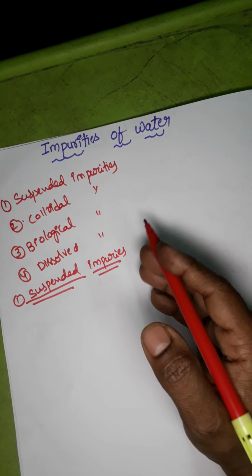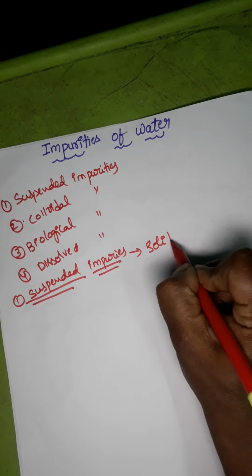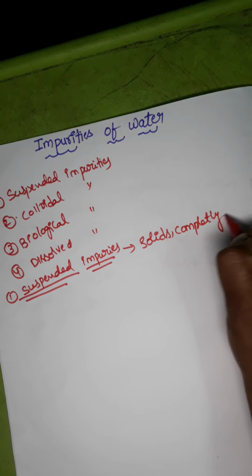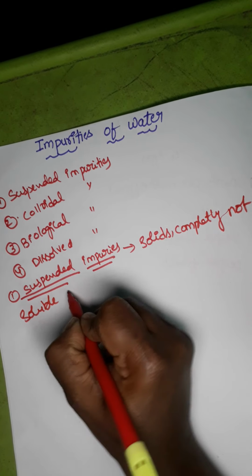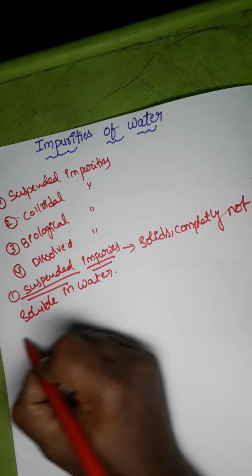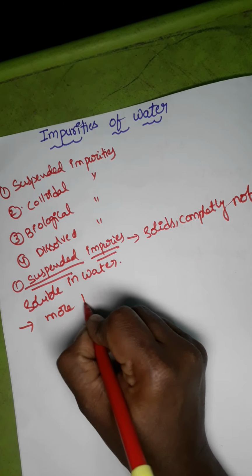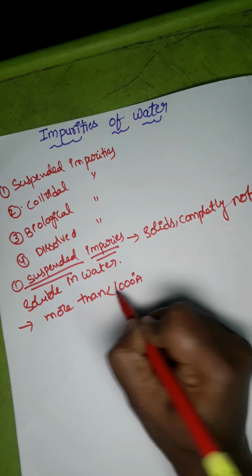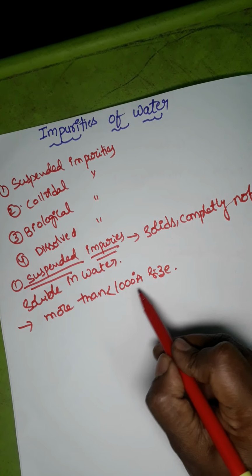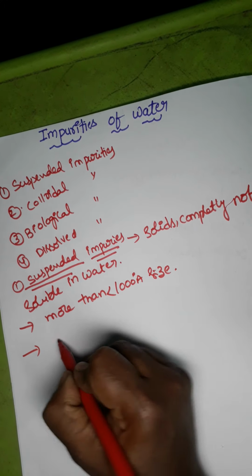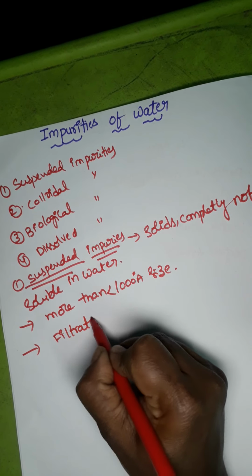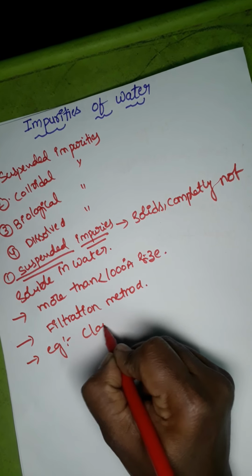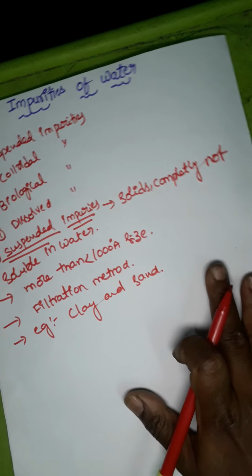Suspended impurities are suspended solids that are not completely soluble in water. The particle size is more than 1000 angstrom units, that means it is greater than that size. It can be easily removed by the filtration method. For example, clay and sand. This is the suspended impurities.